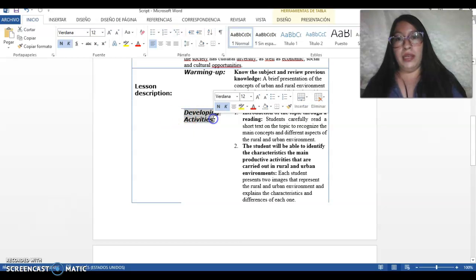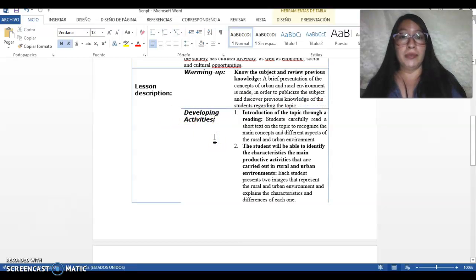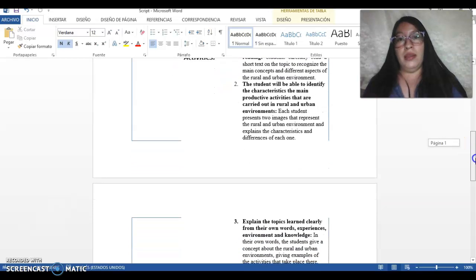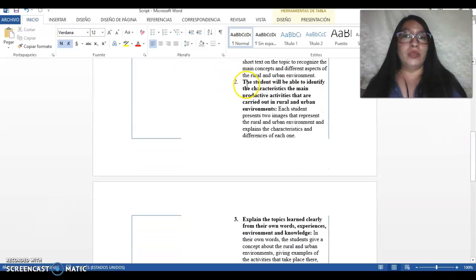In this part, developing activities, we have the introduction of the topic through reading. Students carefully read a short text on the topic to recognize the main concepts and different aspects of the rural and urban environments. The second one is the student will be able to identify the characteristics, the main productive activities that are carried out in rural and urban environments.